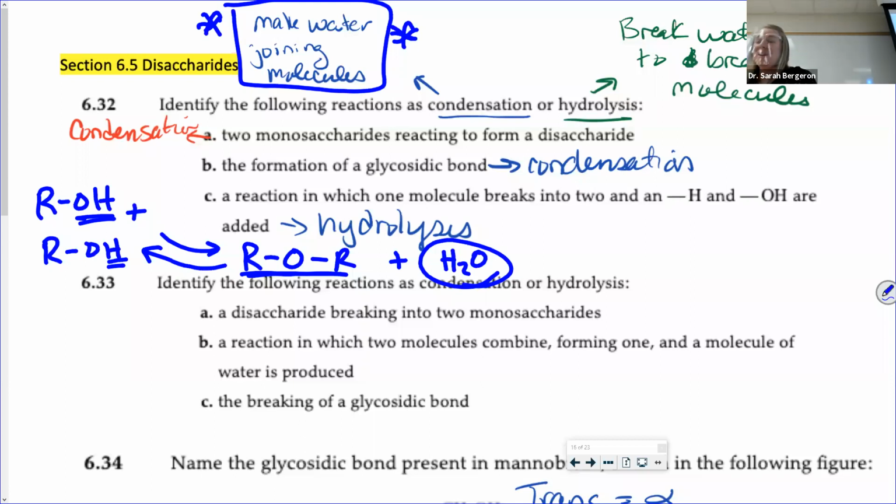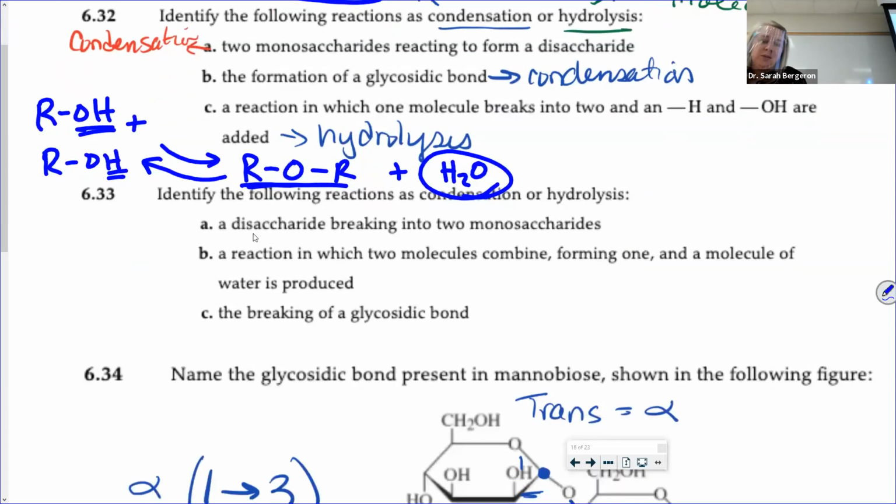Hydrolysis. So remember when I said all this stuff keeps coming back and keeps coming back? Okay. So if you are undergoing a condensation reaction, you're making water. If you are breaking water, you are undergoing hydrolysis. So 2 monosaccharides making a disaccharide is condensation. Another way to say 2 monosaccharides reacting to form a disaccharide is the formation of a glycosidic bond. That's condensation. That's the definition, right?